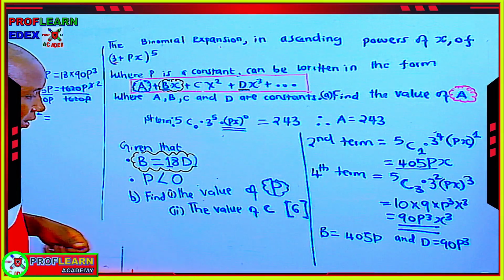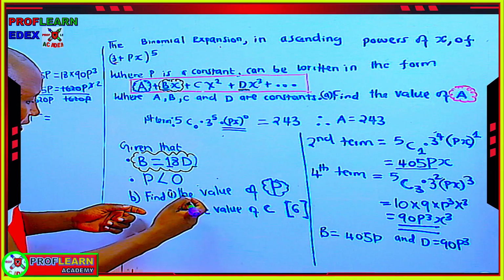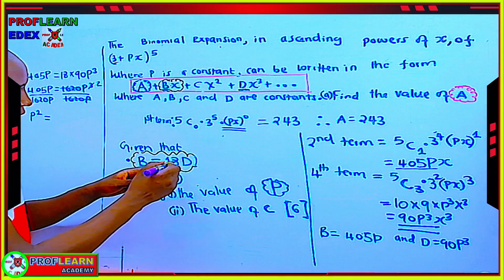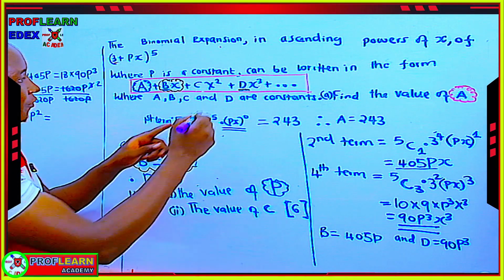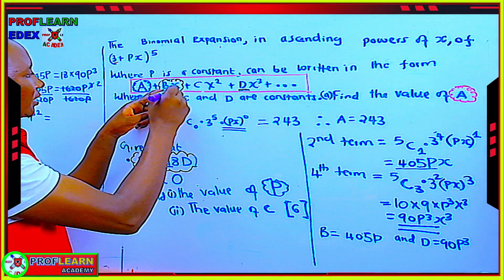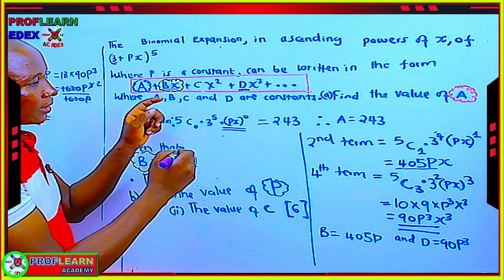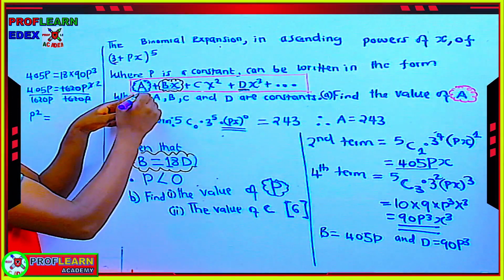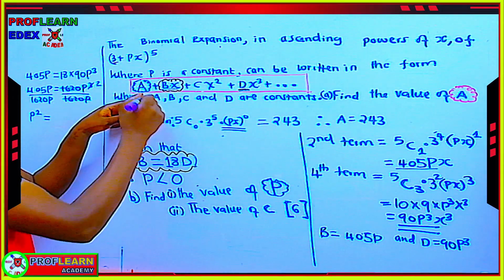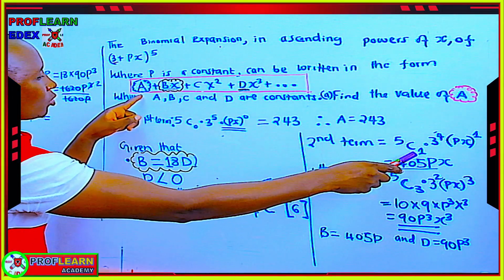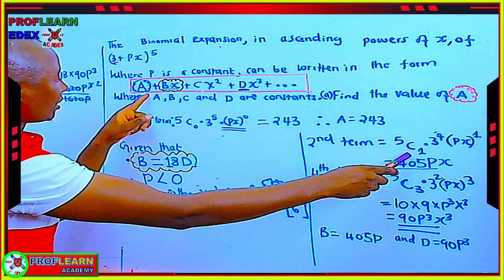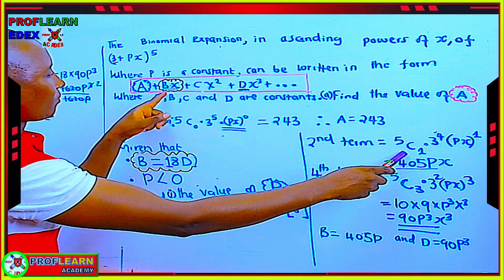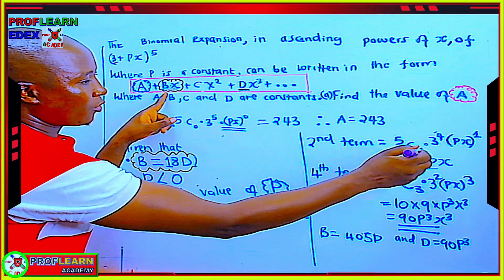Now, in order to find the value of P, we are told that B is equal to 18D. B, if you look at this equation here, is the second term. For you to find the second term, you are going to say 5 combination 1, because when we're writing the coefficient, this value of C usually starts from the first term. It will be 5 combination 0, 5 combination 1. So that's why we have 5 combination 1 here.